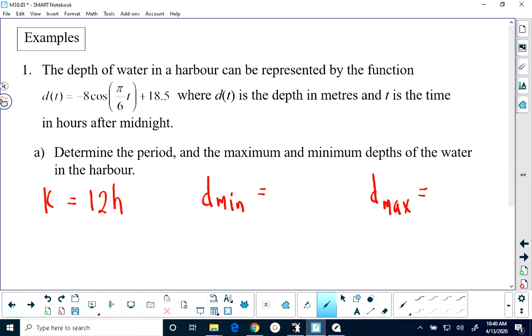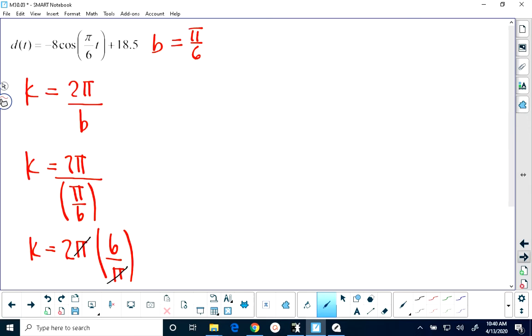Why should the depth of water go up and down and back once every 12 hours? Because the tides go in and out and back every 12 hours. Now, how are we going to find the maximum and minimum values of the function, which is displacement or depth?